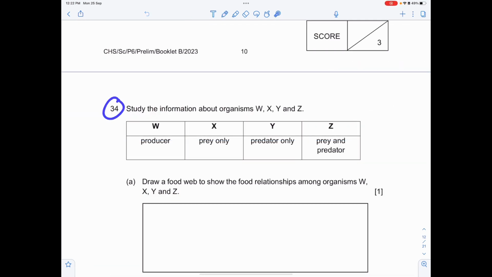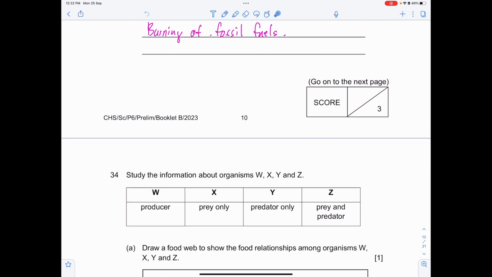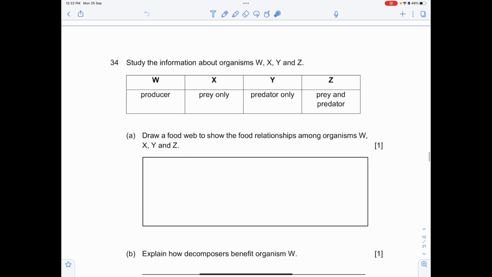Question 34. Study the information about organisms W, X, Y, and Z. Okay, we are on practice paper set 2, just in case you all don't know. So they tell you already, W is producer, X is prey only, Y is predator only, and Z is prey and predator. Looking at Y, because it's the predator only, most probably this is the apex. Apex means it only feeds on others. So this is the apex predator.